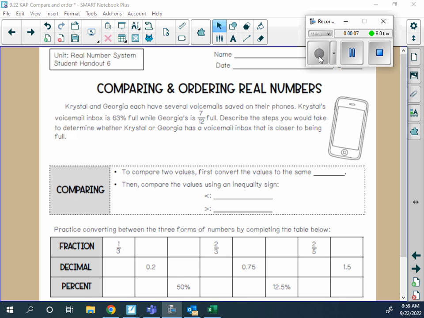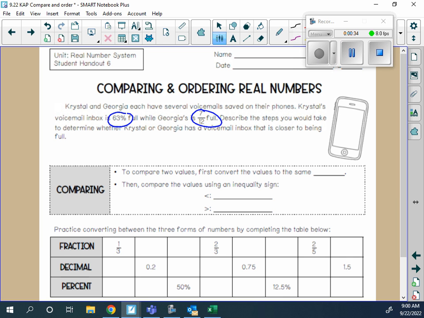Okay, let's look at this first question. It says, Crystal and George each have several voicemails saved on their phones. Crystal's voicemail inbox is 63% full, while George's is 7/12 full. Describe the steps that you would take to determine whether Crystal or George has a voicemail inbox that's closer to being full. Okay, so we are going to be comparing these two numbers, correct?